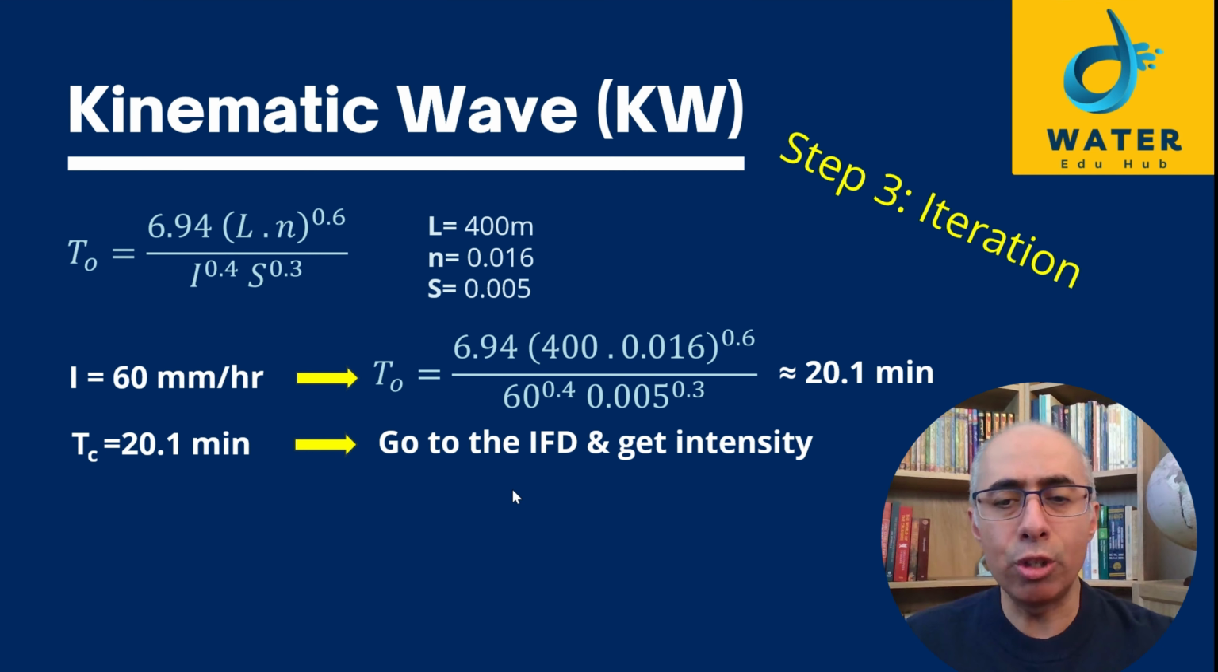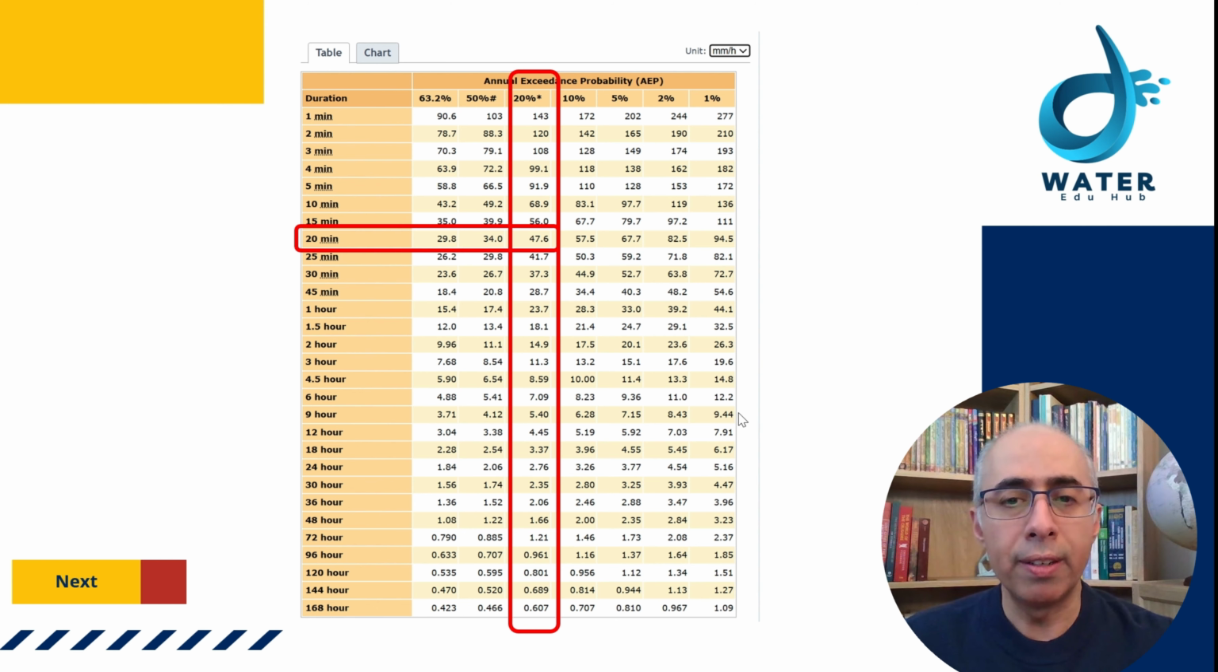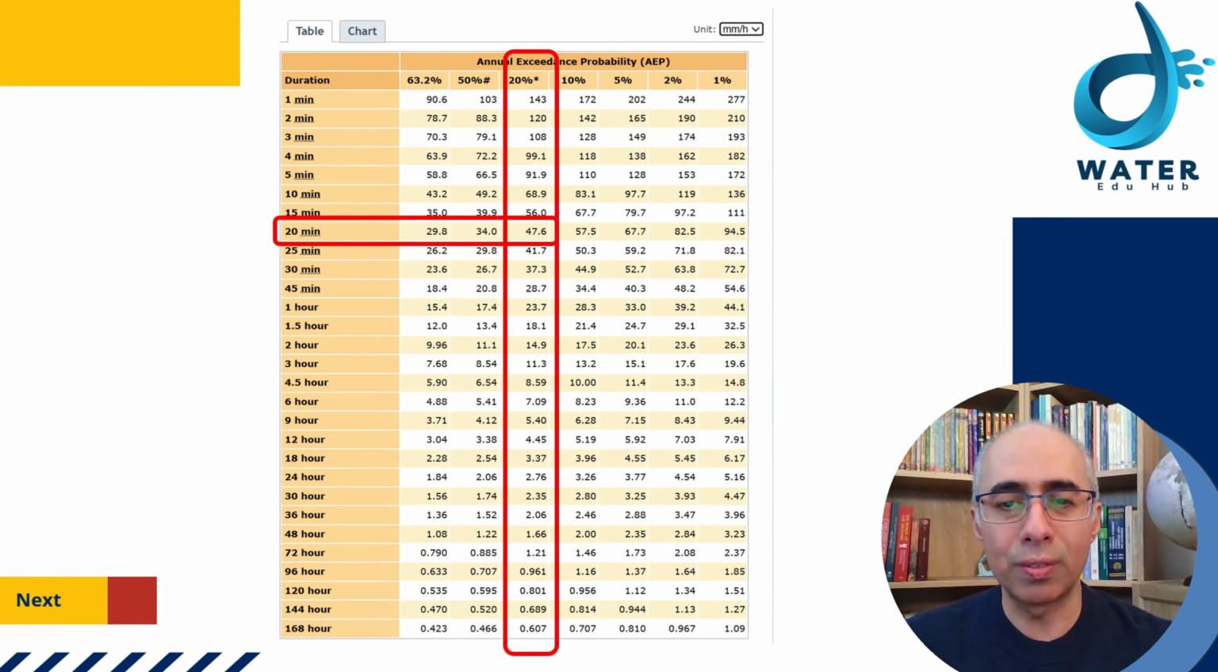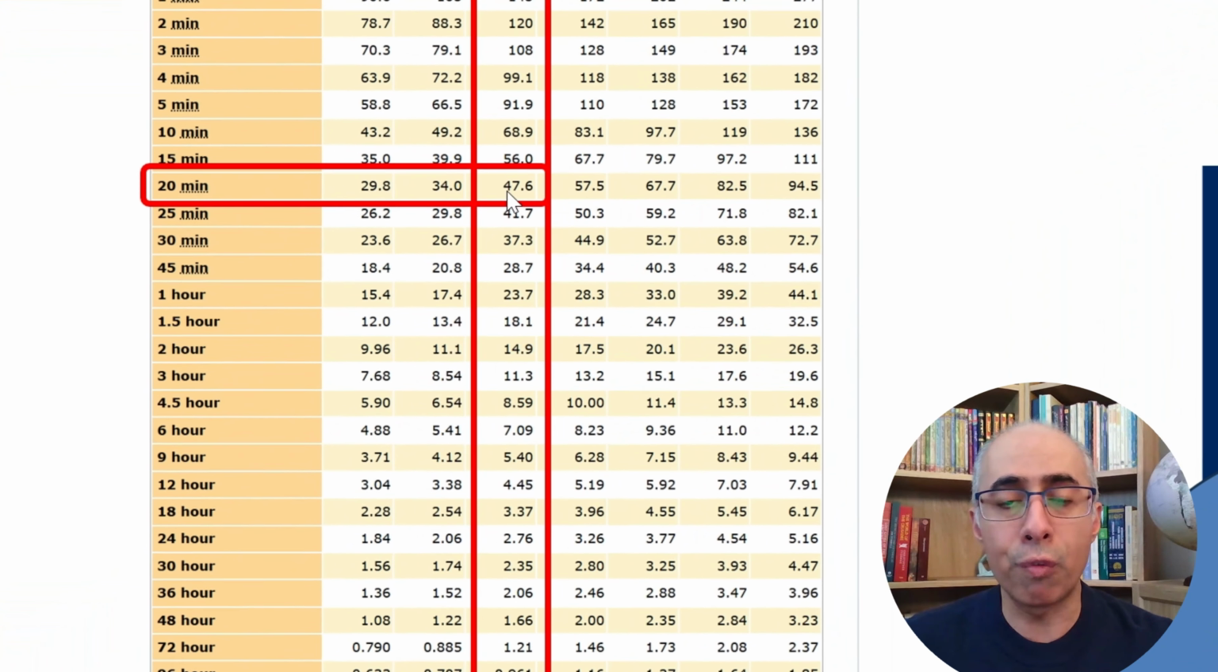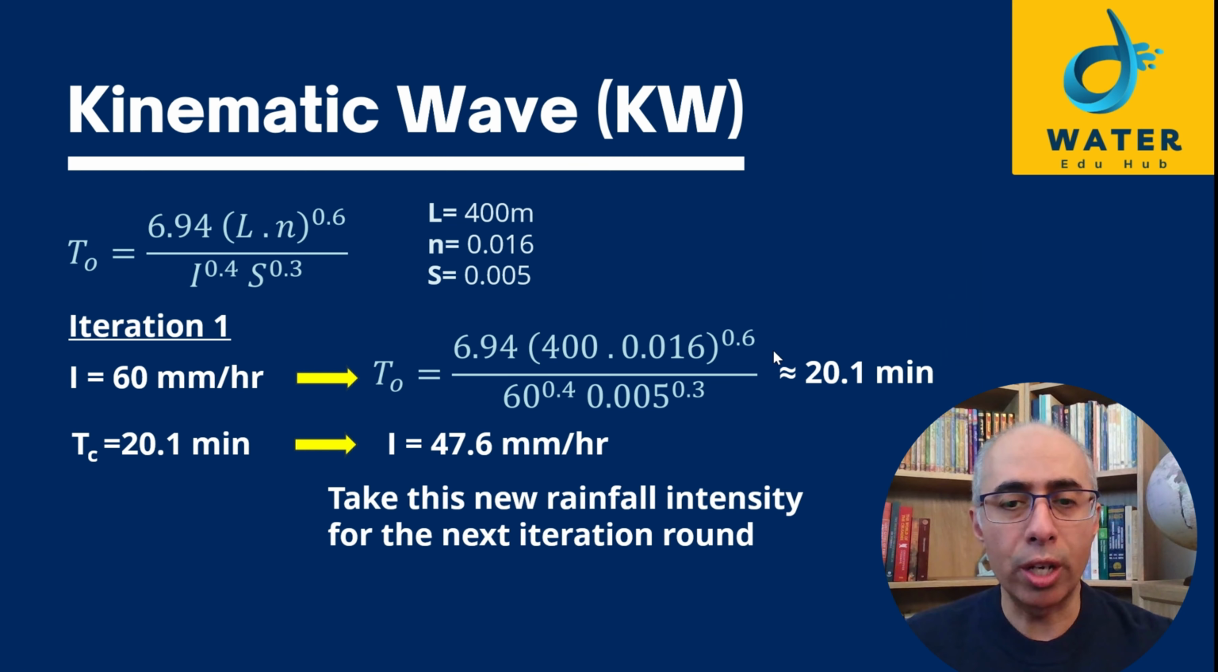That means that I need to go back to IFD and find the intensity. So this is my first iteration basically. After getting my TC, I should go back to the table, and for the 20 minutes, the I value is 47.6. So now you can see my first guess, which was 60, is now getting corrected by the iteration. So now I'm getting a new I of 47.6. So I go to the next iteration. That's what I'm going to bring to iteration number 2.